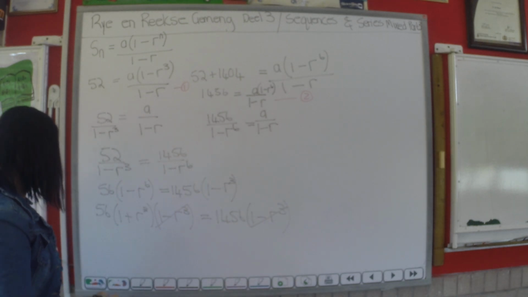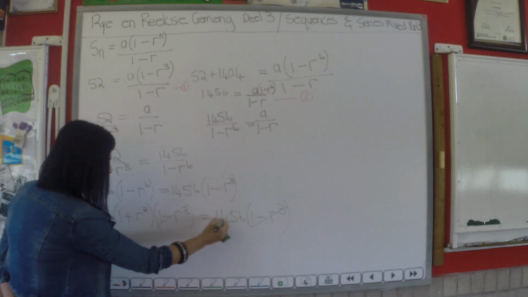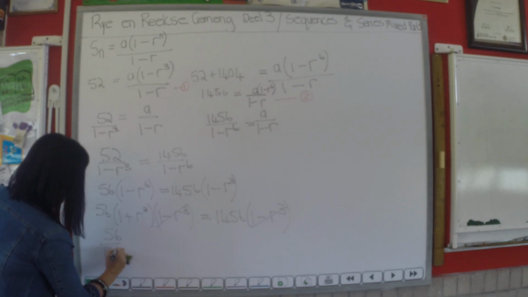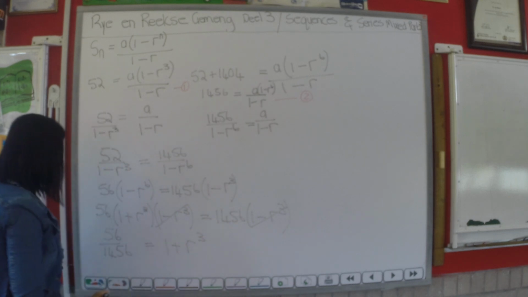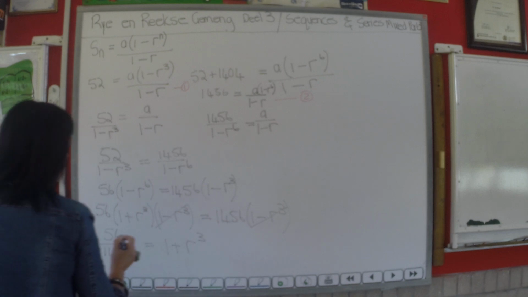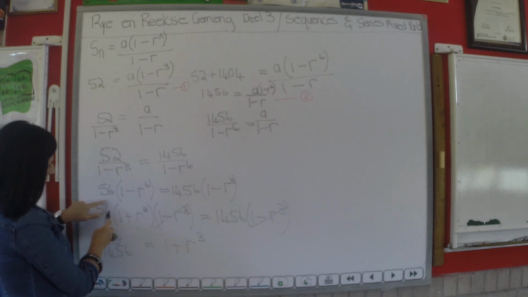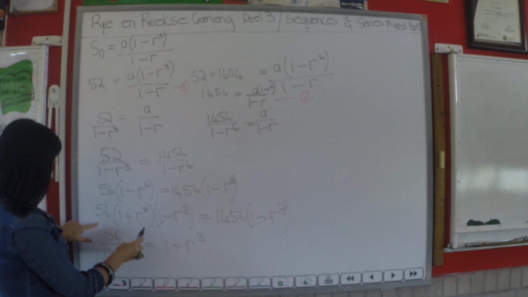So now we're left with 56, and we can take this to this side, then it becomes division. 1456 gives us 1 plus R to the power of 3. So if you divide 56, it could go into that. Just quickly see, did I do it correctly? Cross multiplication. Okay, we've done that, we've done that.